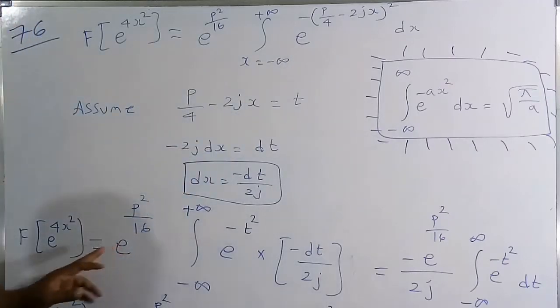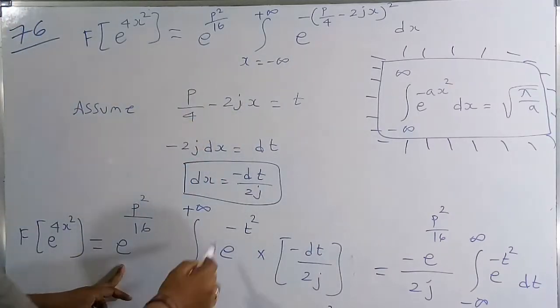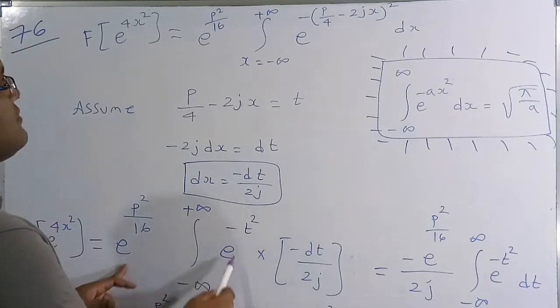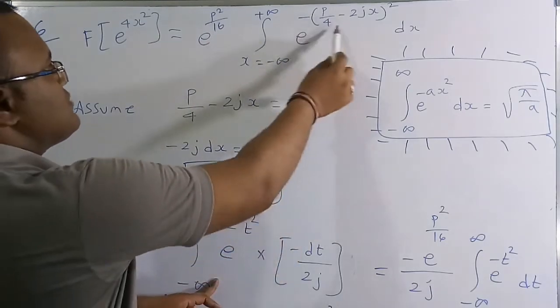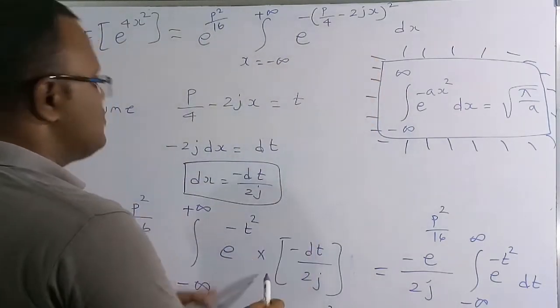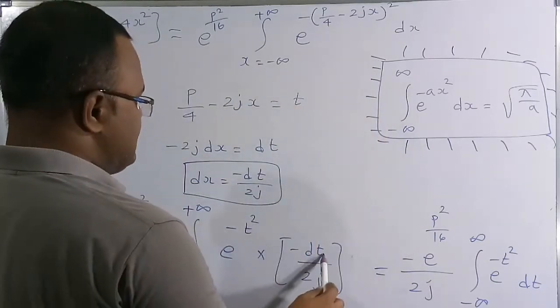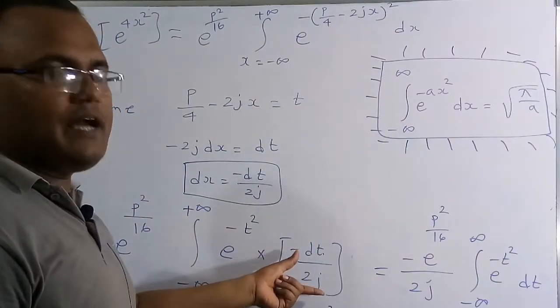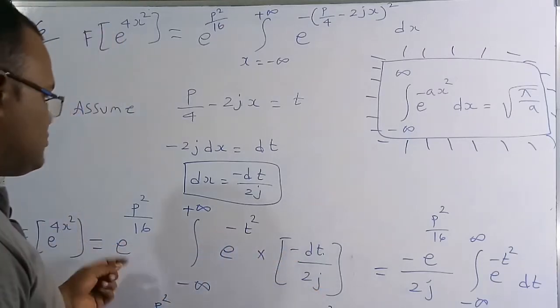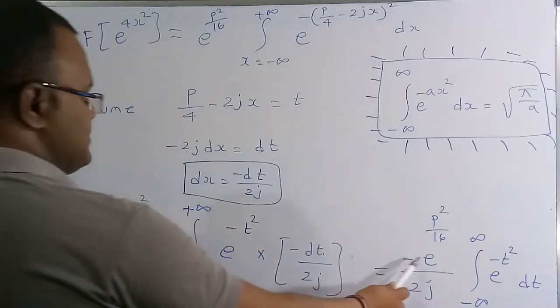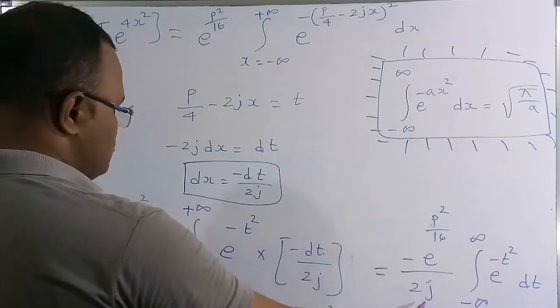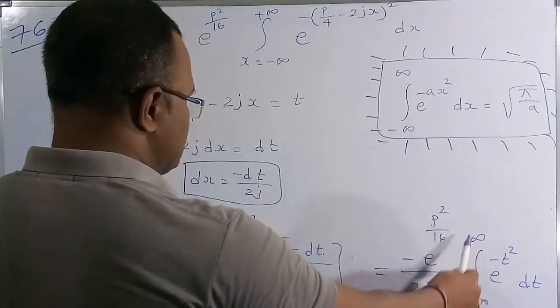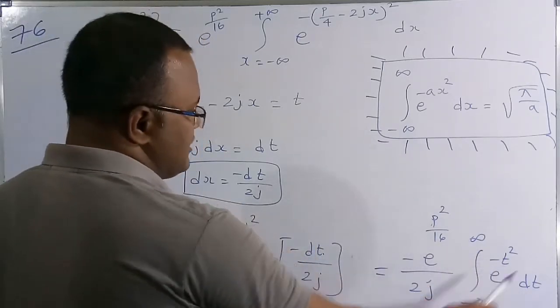We are going to get the same thing: e to the power of p square by 16, integration from minus infinity to plus infinity of e to the power of minus t square into dx, where dx is equal to minus dt by 2j. So minus 1 by 2j is a constant value, and I am taking it outside the integration. So finally we get minus e to the power of p square by 16 by 2j, integration from minus infinity to plus infinity of e to the power of minus t square into dt.